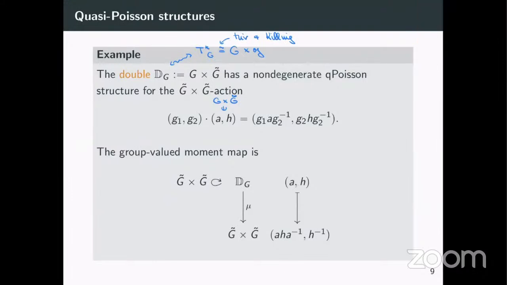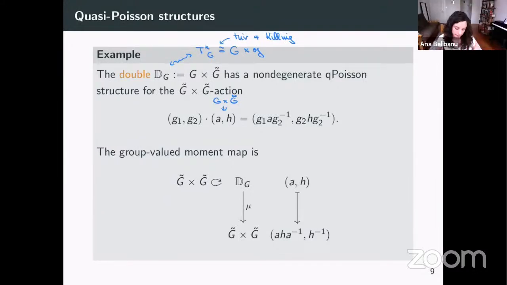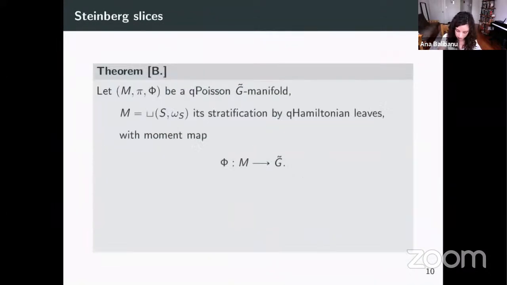Okay, thank you. And again, I promised that it would very soon become clear why I am using this definition with all the G's and G tildes and not the more standard definition with just the same group everywhere. Okay, so here comes the first theorem. I begin with a Hamiltonian quasi-Poisson manifold, and it has a stratification by quasi-Hamiltonian leaves and a moment map.